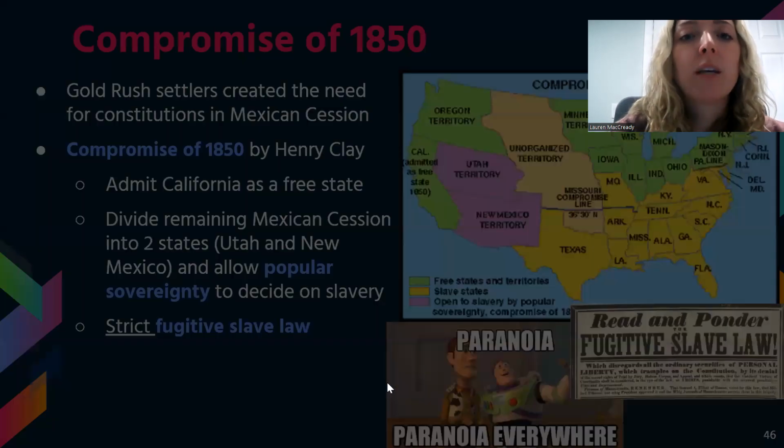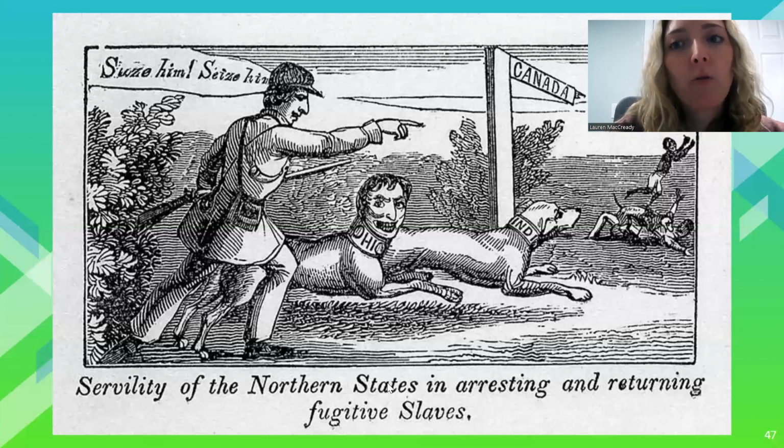So this political cartoon of the time really encapsulates how the North feels about being beholden to this fugitive slave law. They feel like they are dogs doing the dirty work of the South. They have to go chase after the South's slaves, and they don't really have any control or say anymore.